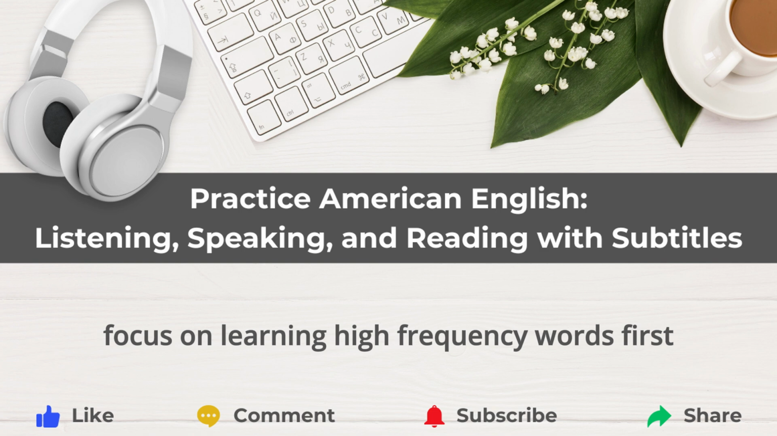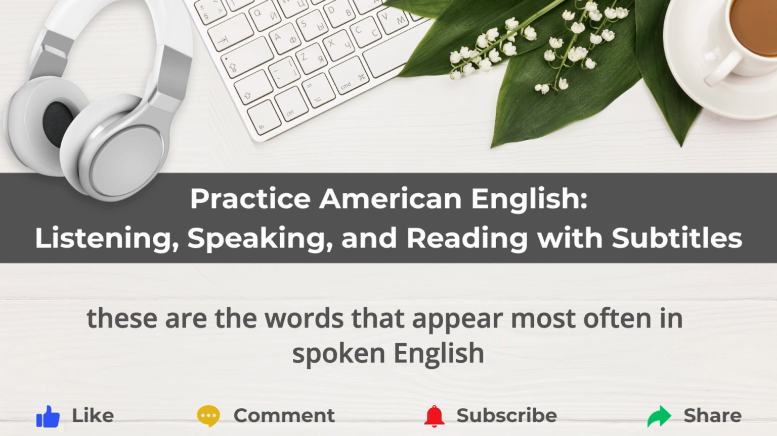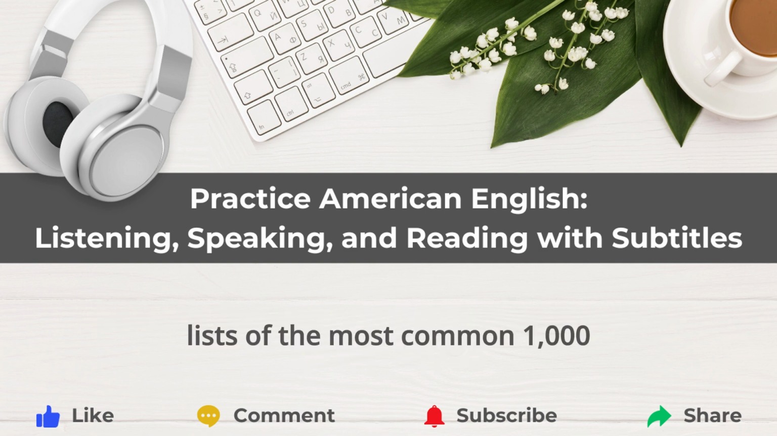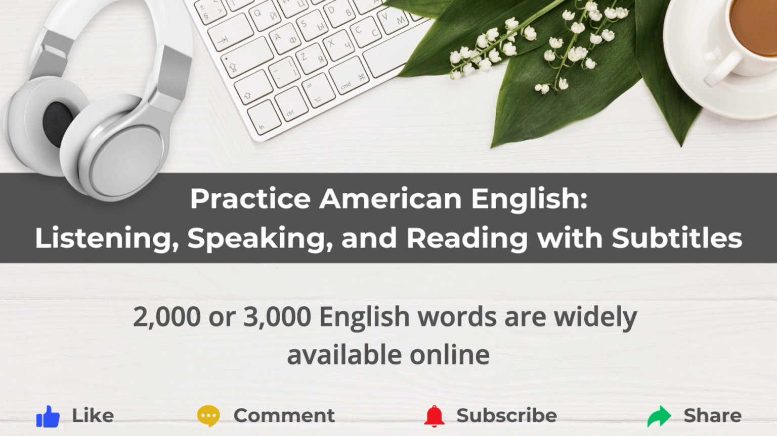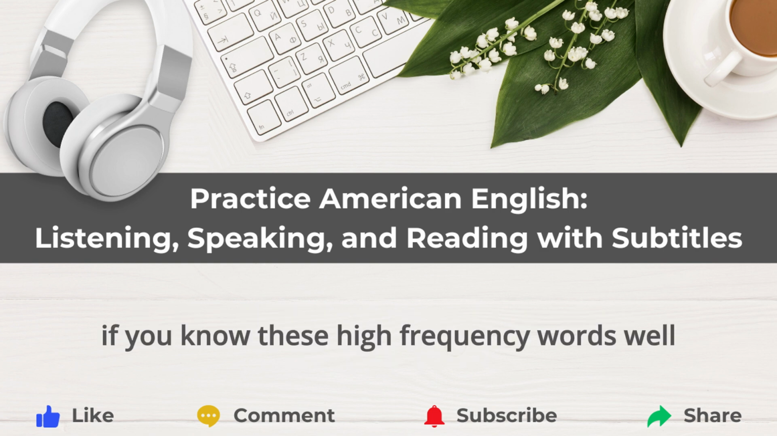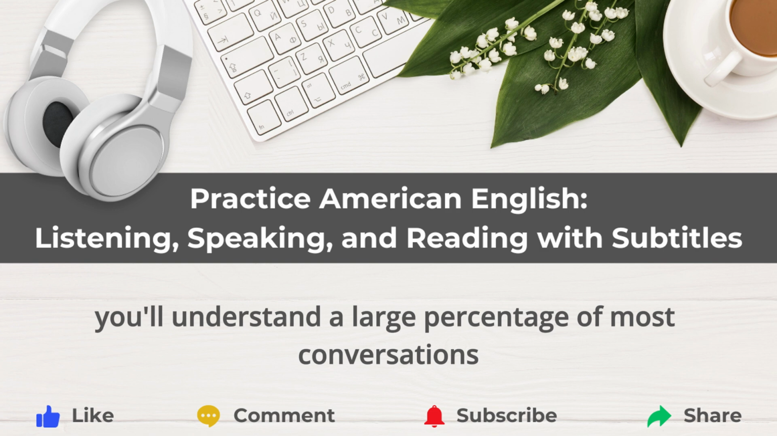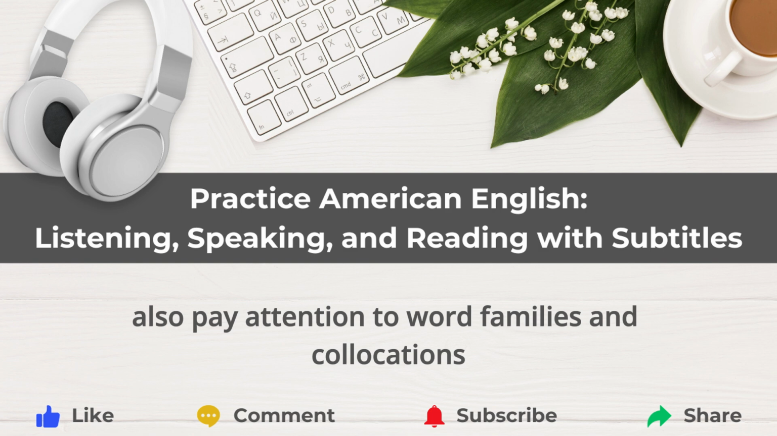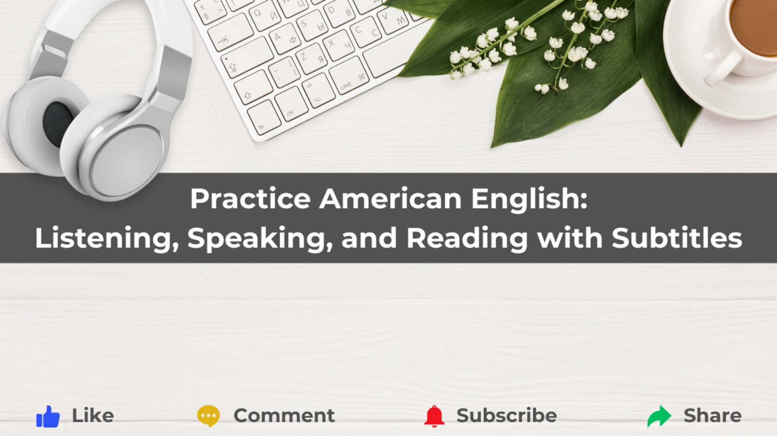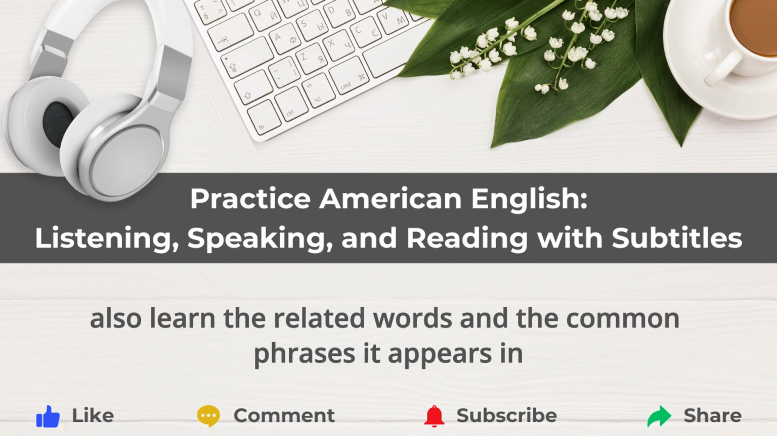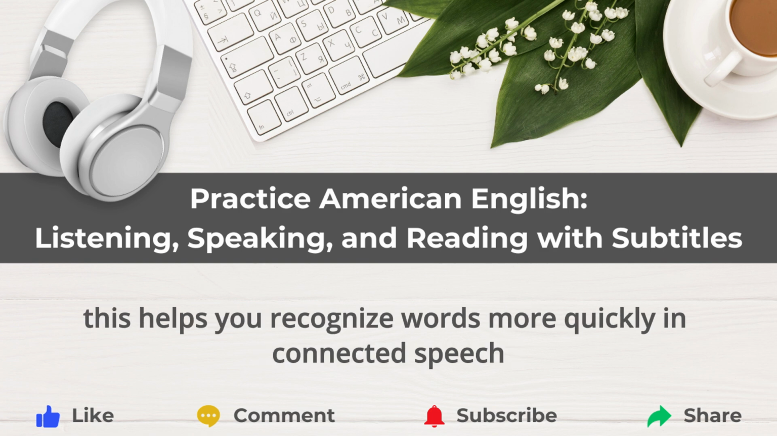Focus on learning high-frequency words first. These are the words that appear most often in spoken English. Lists of the most common 1,000, 2,000, or 3,000 English words are widely available online. If you know these high-frequency words well, you'll understand a large percentage of most conversations. Also, pay attention to word families and collocations. When you learn a new word, also learn the related words and the common phrases it appears in. This helps you recognize words more quickly in connected speech.